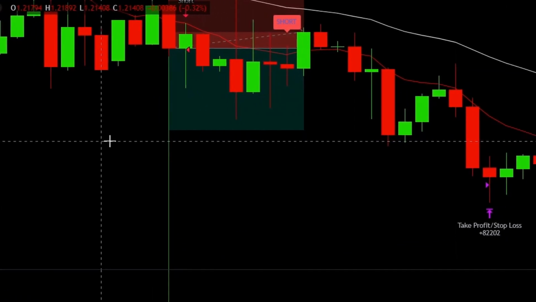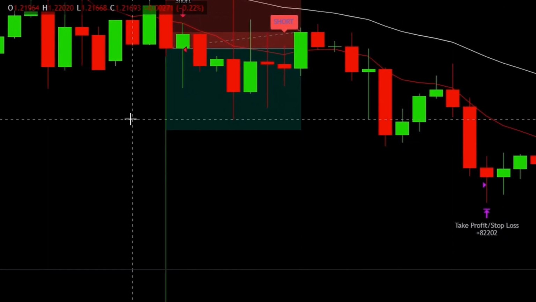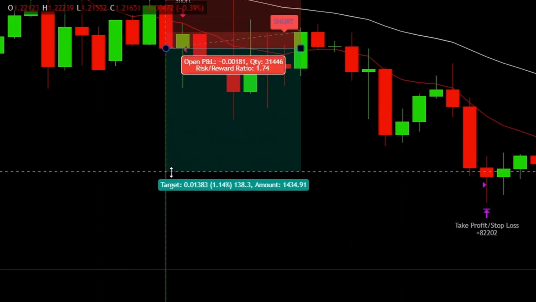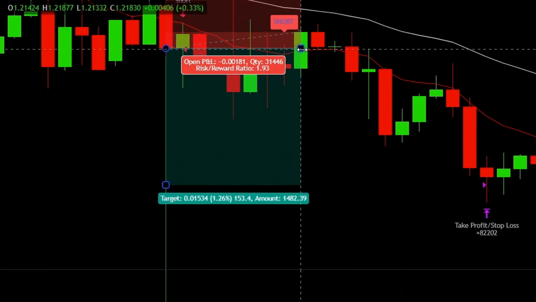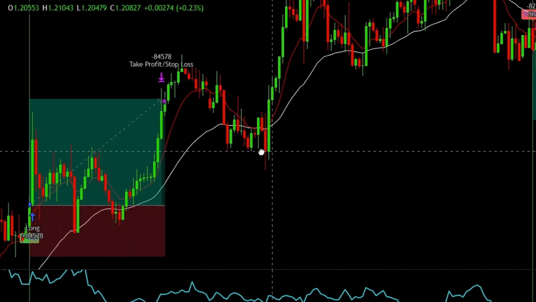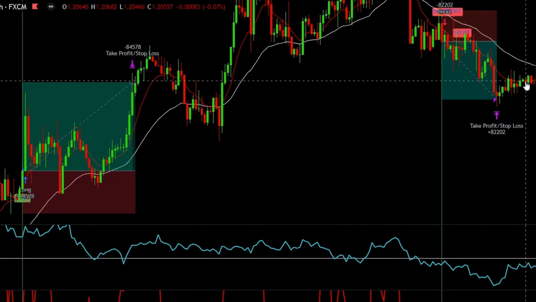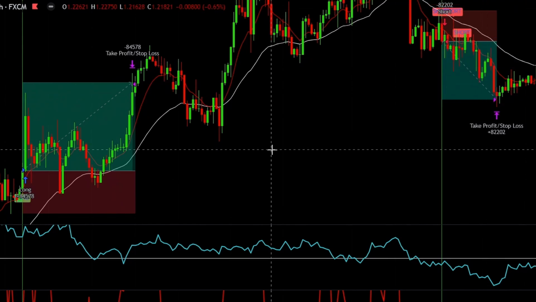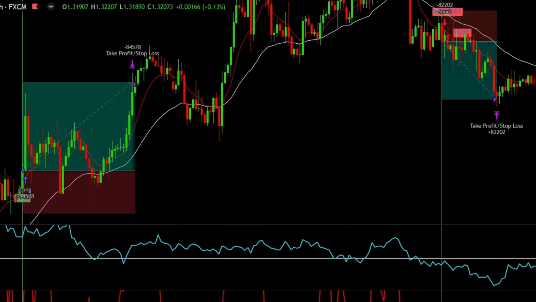For the take profit, he didn't specifically mention what take profit to use, so I chose to go with a 1-to-2 risk reward ratio. And that will be right there. And just like that, both of those trades were winning trades. And I also like this concept. So now let's take a look at the strategy script and at the backtest results.